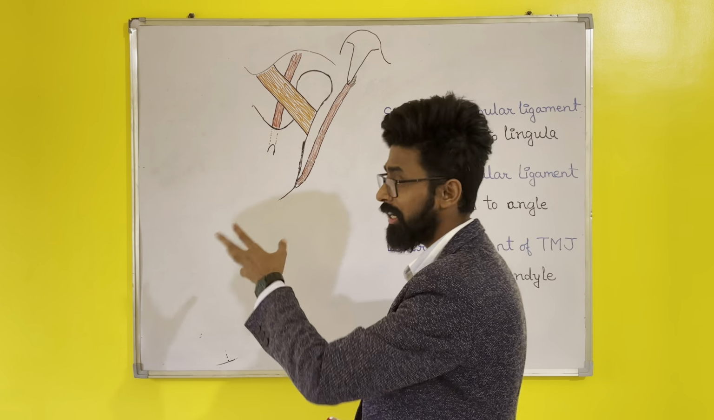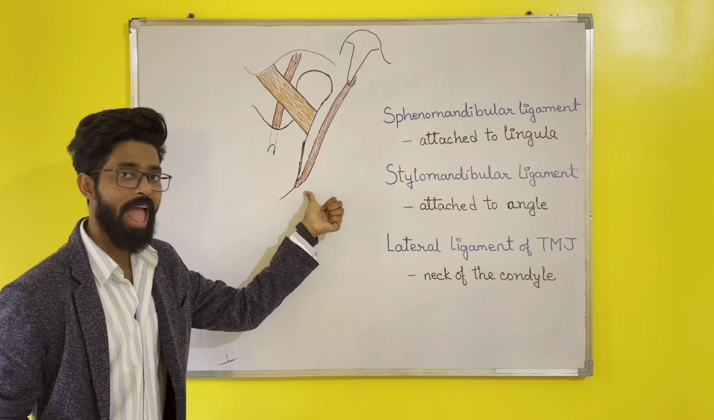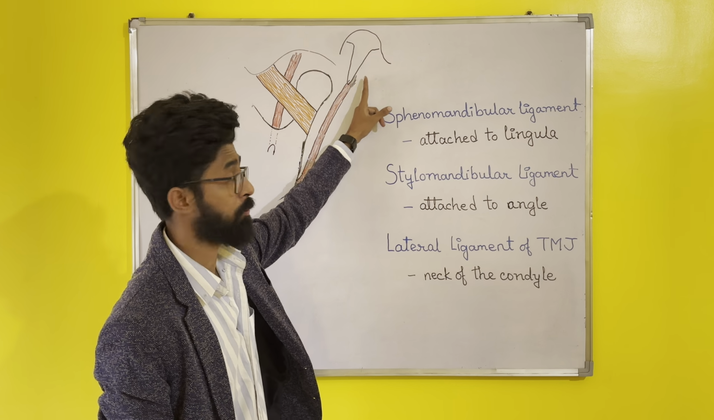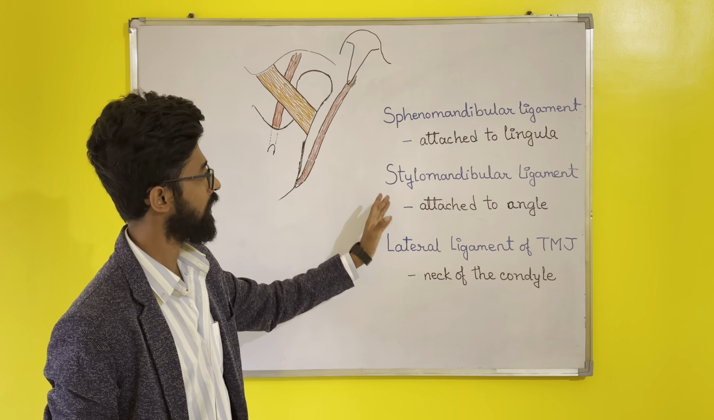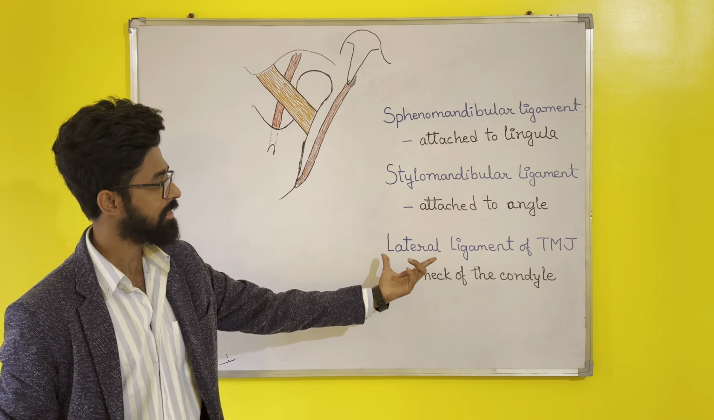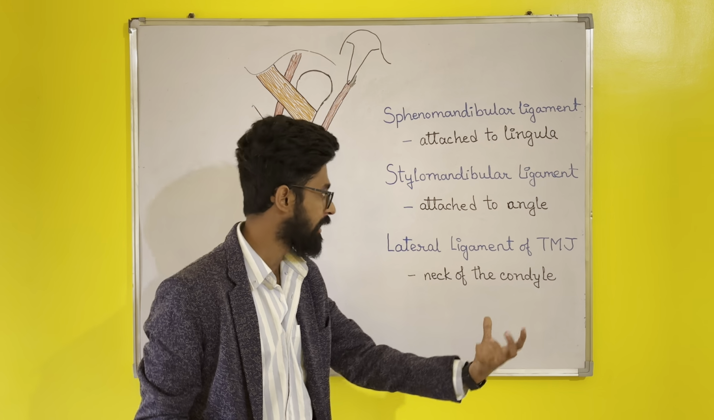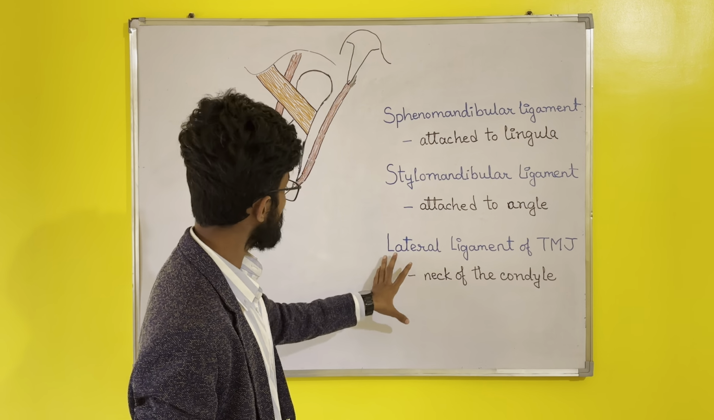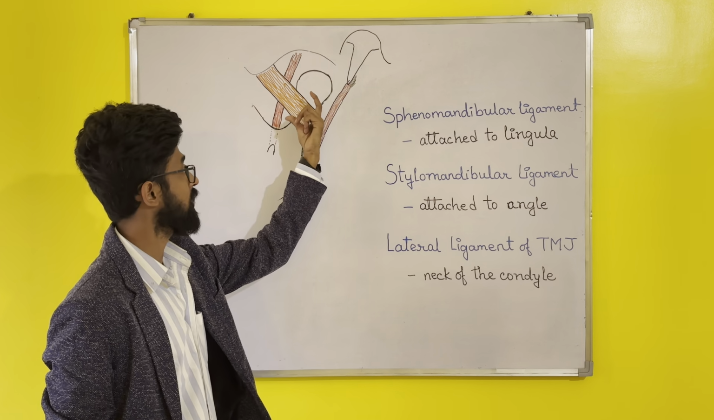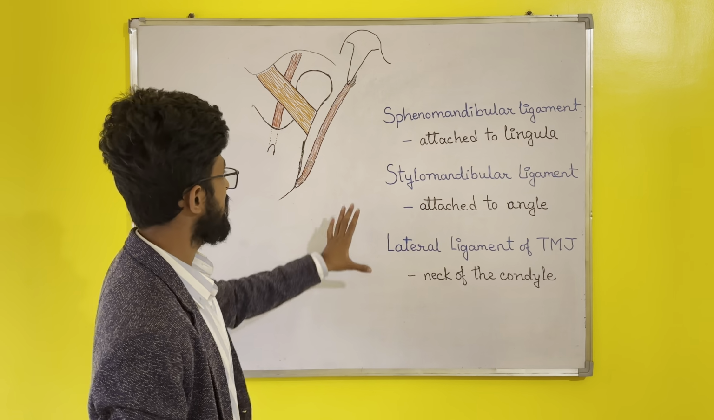Second you will write is the stylomandibular ligament. The stylomandibular ligament is attached to the angle of the mandible on one side, and on the other side to the styloid process. This one is the styloid process. Third one is the lateral ligament of TMJ, or lateral temporomandibular ligament. This particular ligament is attached to the neck, or the constricted portion of the condylar process, that is the neck of the condyle.